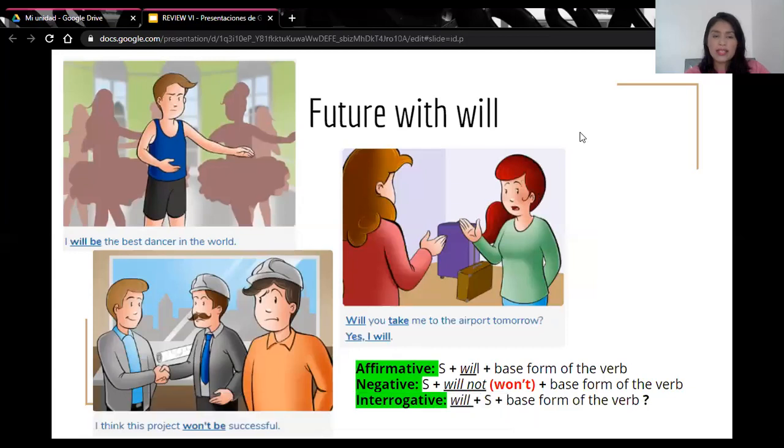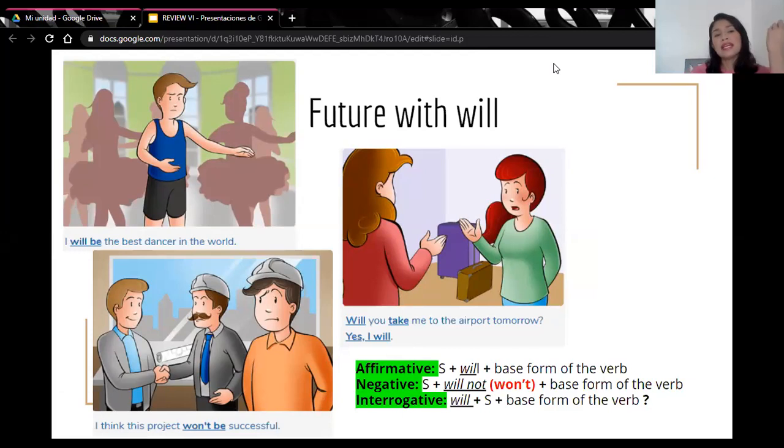Then in negative, I think this project won't be successful. Won't is the contracted form of will not. And then an interrogative, will you take me to the airport tomorrow? Yes, I will. Okay, so when am I going to use will in the future?